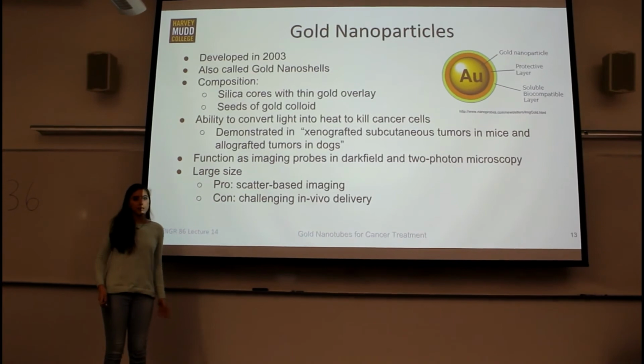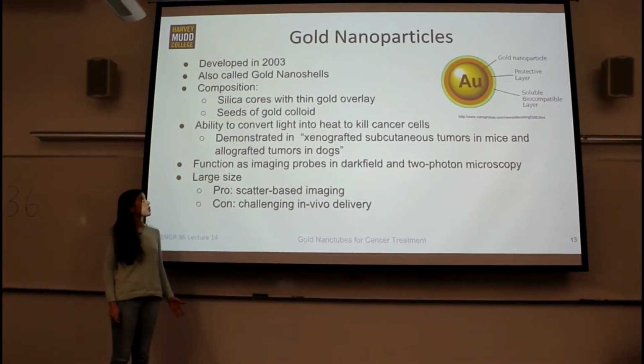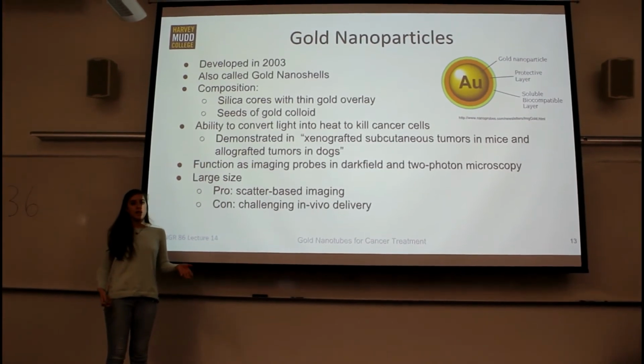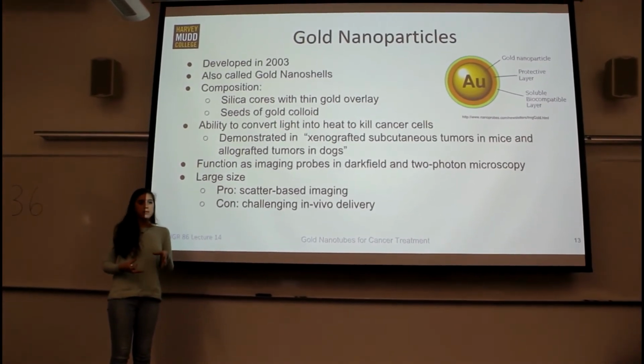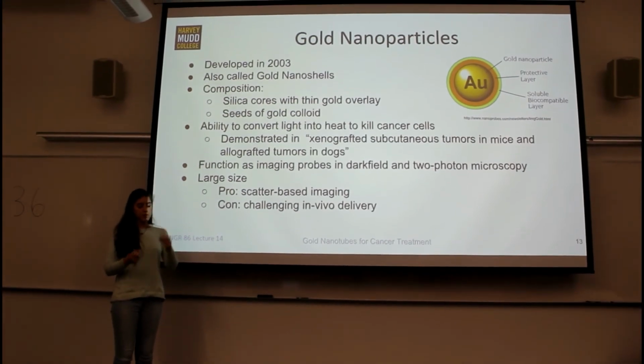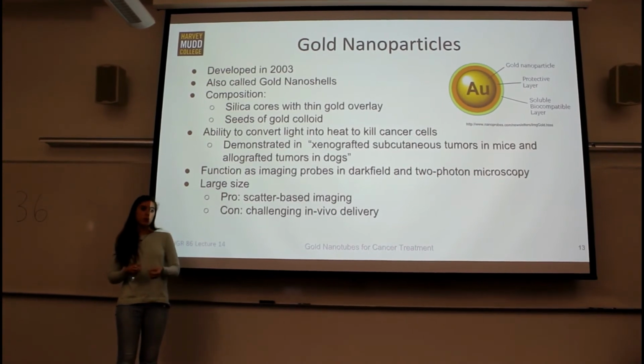So we're going to start with gold nanoparticles. Those were developed in 2003, and they're also known as gold nanoshells. The way they're composed is they have a silica core with a thin gold overlay. On top of this overlay, we add some seeds of gold colloid, and these are just there to add more gold and complete the shell.